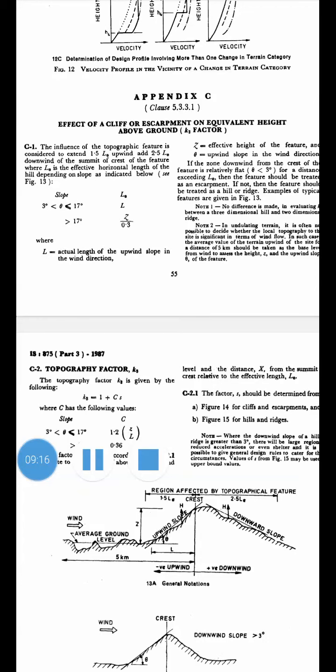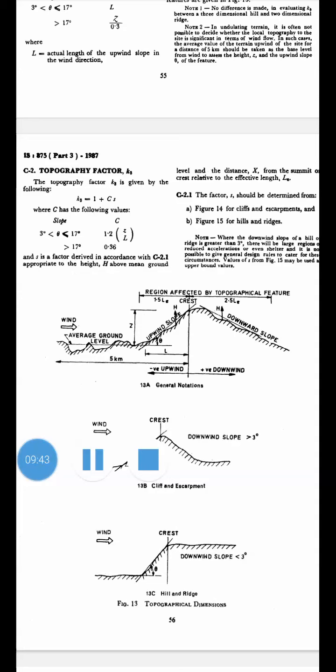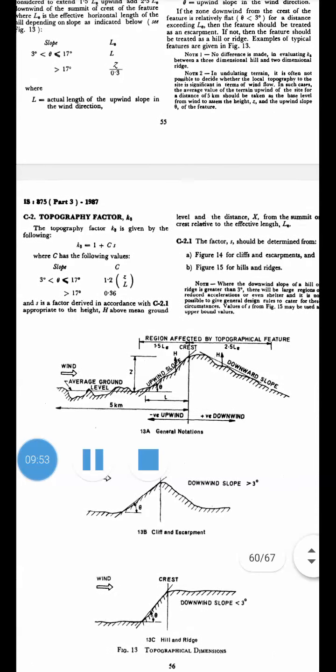After finding Lc, the next objective is K3. K3 equals 1 plus CS. Here the C value can be calculated based on the angle of the slope of the hill. So if theta is greater than 17 degrees, C is 0.36. Okay, now the C value is also calculated. Now the S value has to be calculated. Now how do you calculate the S value?